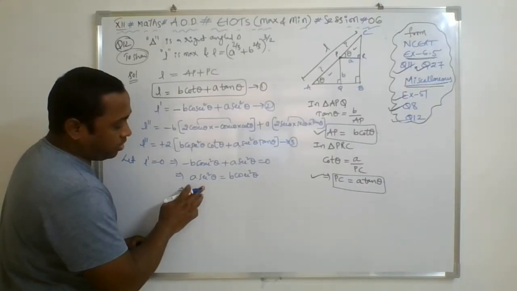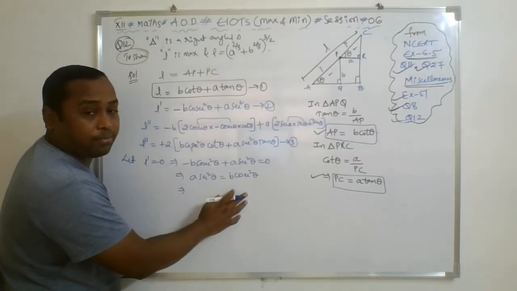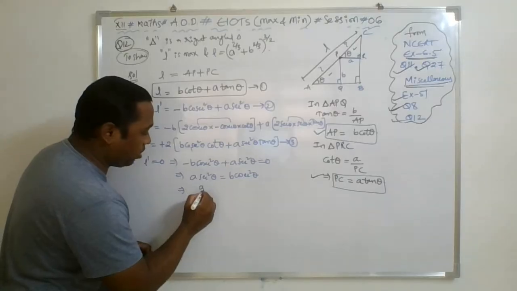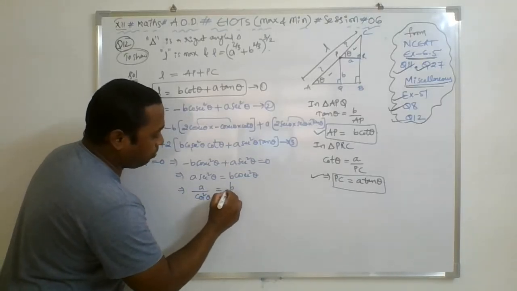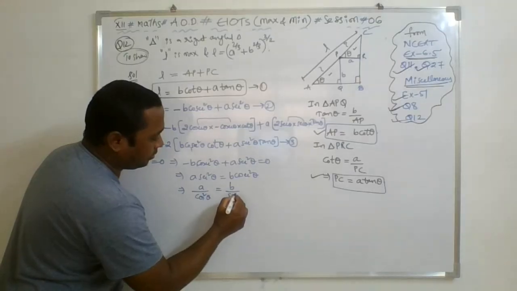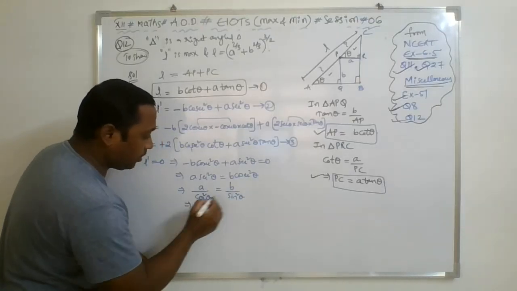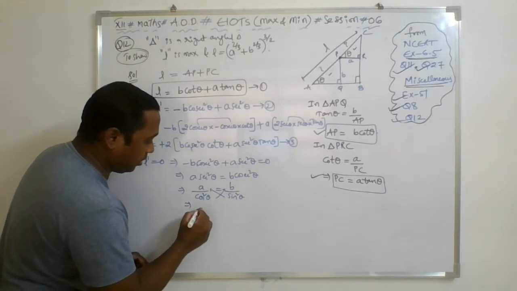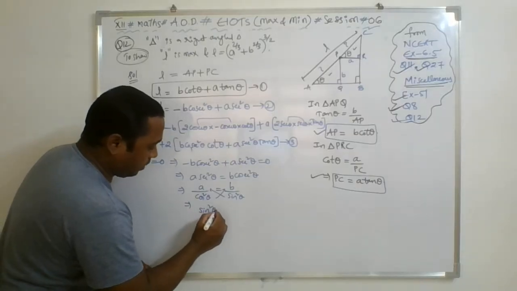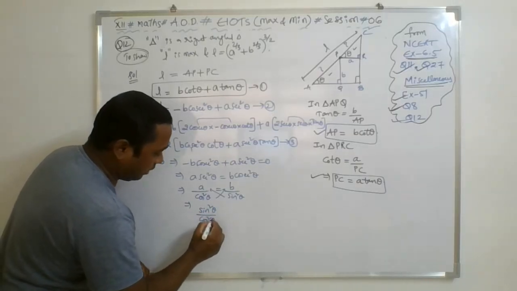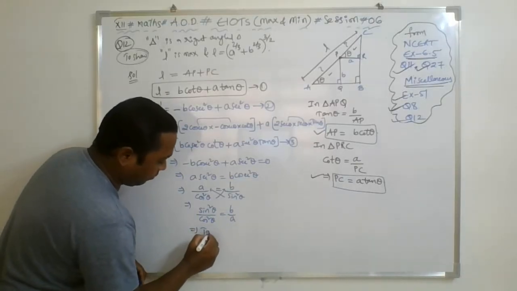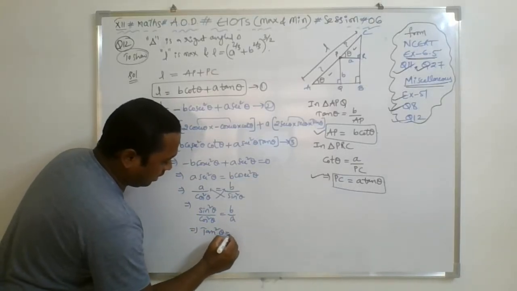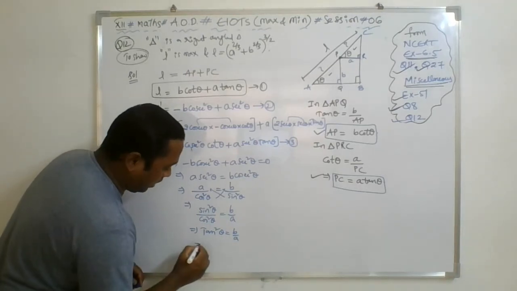I can write this as 1 by cos and this as 1 by sin, the reciprocals. So it becomes a by cos square theta equal to b by sin square theta. Do the cross multiplication. So sin square theta by cos square theta is equal to b by a. It becomes tan square theta is equal to b by a.